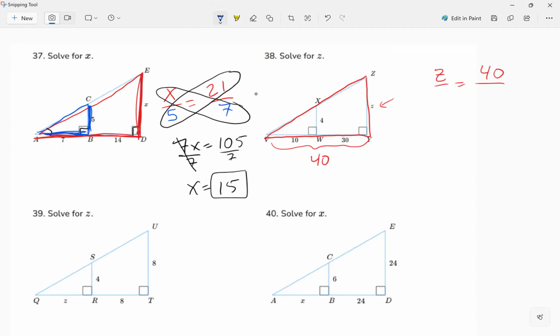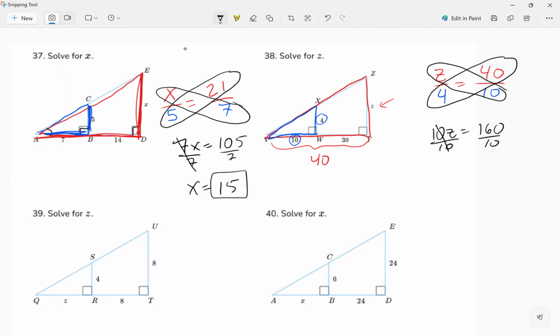Now from the blue triangle, so here's my blue triangle, I'm going to use the values 4 and 10. So z is corresponding with 4 and 40 is corresponding with 10. I'm just going to cross multiply. 10 times z is equal to 10z. 40 times 4 is equal to 160. Let me divide both sides by 10. So that gives me that 1z is equal to 16.